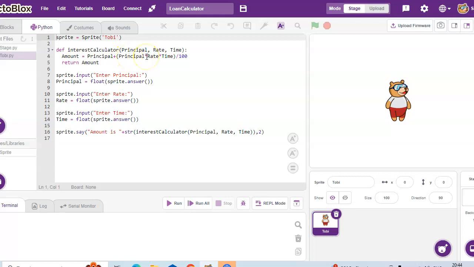The variables over there are principal, rate and time. The formula for calculating the amount is principal multiplied by rate multiplied by time divided by 100. We are inputting all the three things, that is principal, rate and time, and then we are calling the function to calculate the interest. So now I will execute the program by the run option.